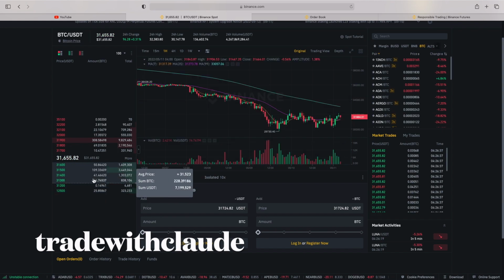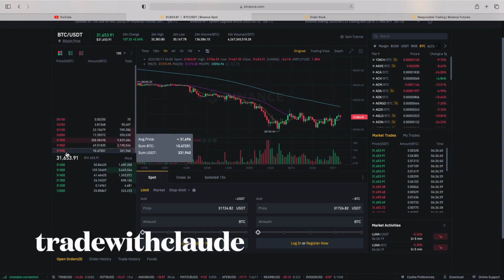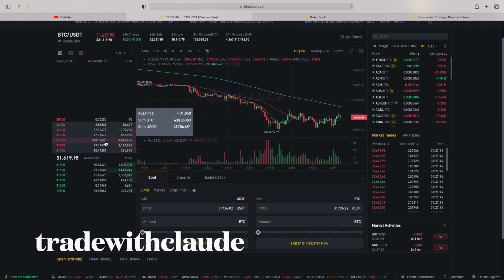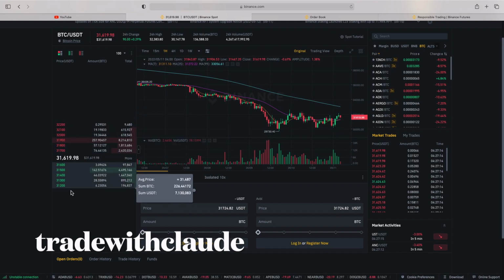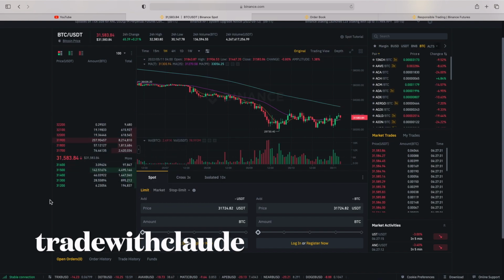Let's say, for instance, we now have more people willing to sell their BTC. One of the things you should understand is that the prices here are always going to be higher than this. If you look at this now, the lowest of this is 31200. The lowest of this is 31700. So these are sellers and these are buyers.